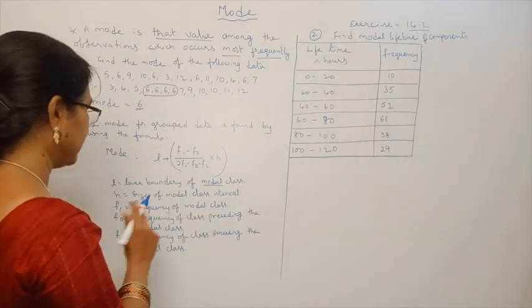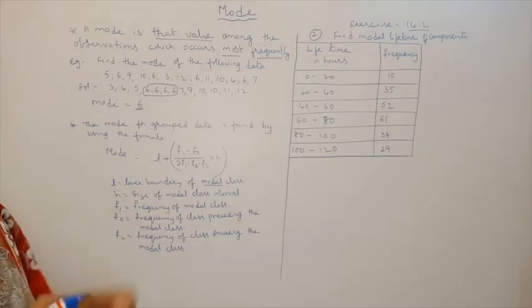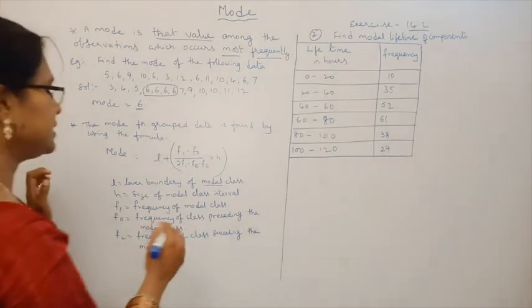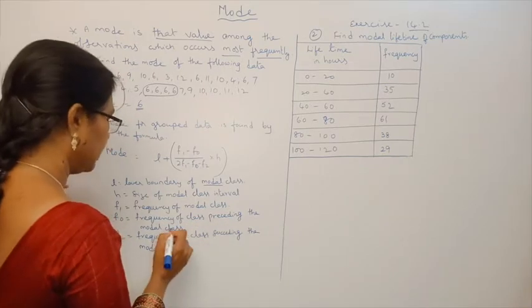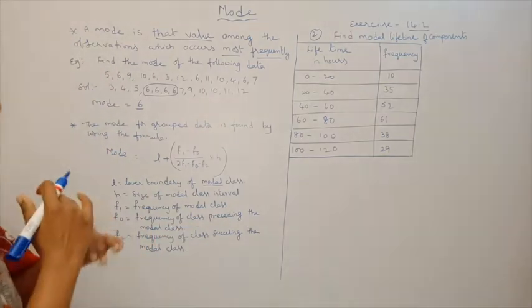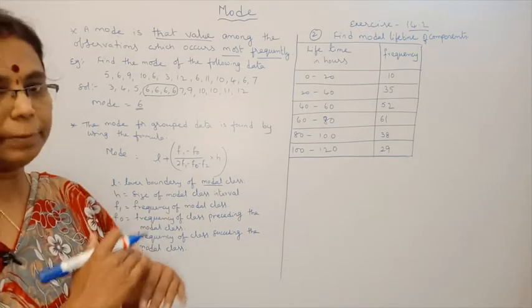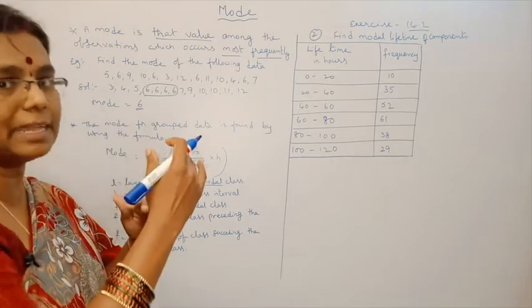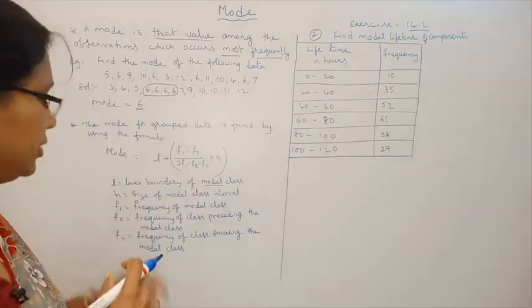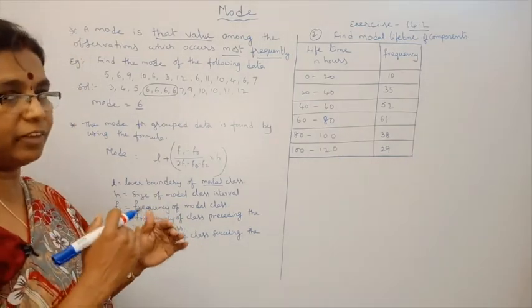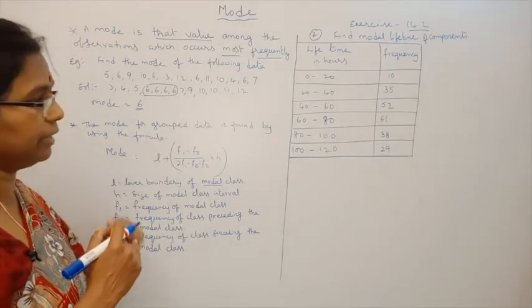F1 is the frequency of the modal class, that is the highest frequency in that problem. Next, the frequency of the class preceding the modal class. F0 means the frequency of the class interval before the modal class. F2 means the frequency after the modal class.